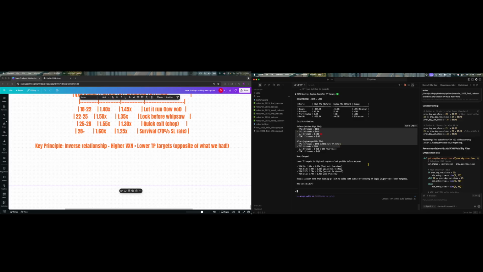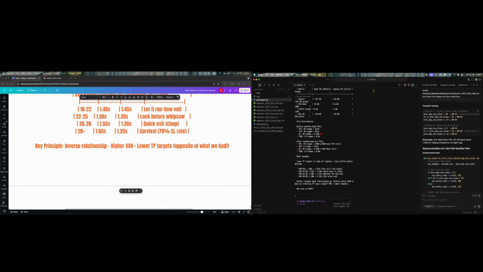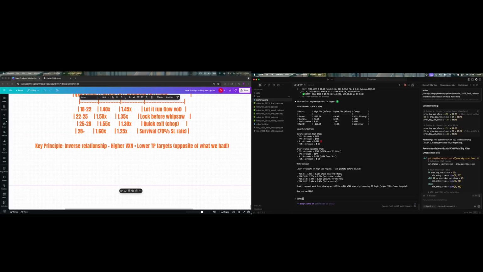Lower TP targets in high regime, lock in profits before. Nah, this is what I need you to do. Update the journal with what we have done and learned during the past few tests.